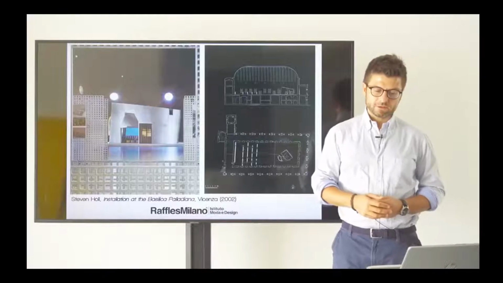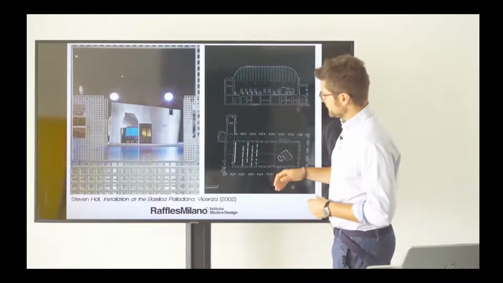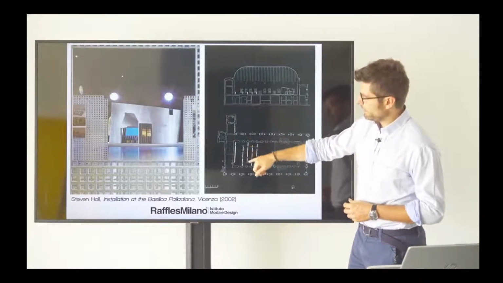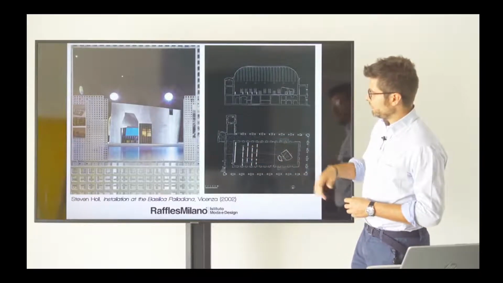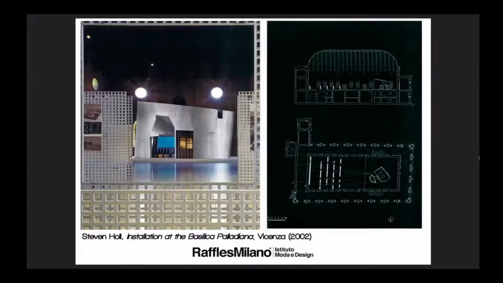Stephen Hall, American architect, was called to do the installation at the Basilica Palladiana in 2002. And he created a space that is mainly divided in two parts. There is a part with a series of panels, and the other part where he created a kind of house that was thought to stay in the middle of a desert.